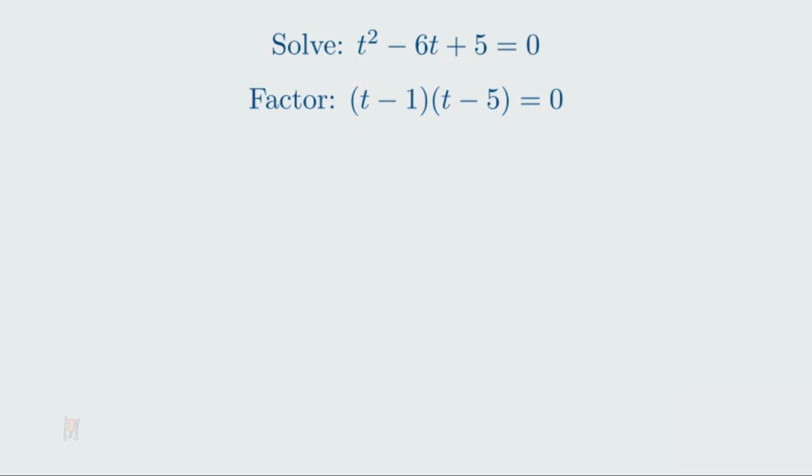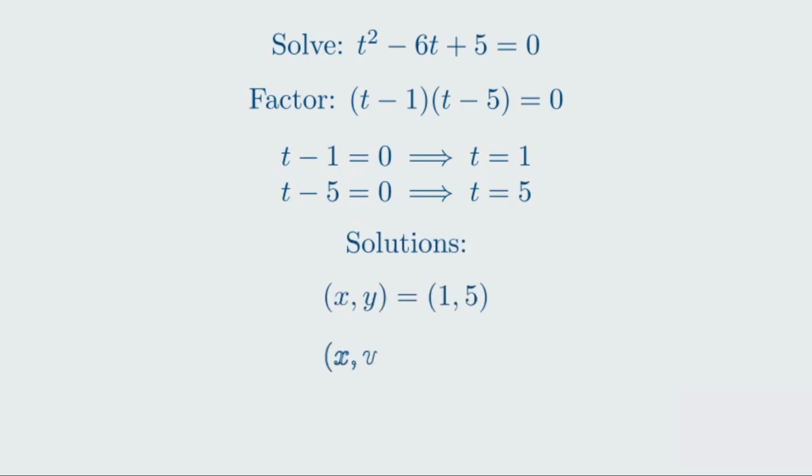This gives us two possible values for t. Either t minus 1 equals 0, which means t equals 1, or t minus 5 equals 0, which means t equals 5. Remember, the roots of this quadratic were our original variables, x and y. So, we have two sets of solutions for our original system. Either x equals 1 and y equals 5, or x equals 5 and y equals 1.